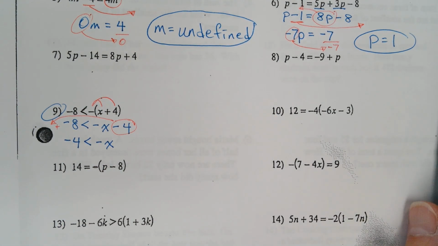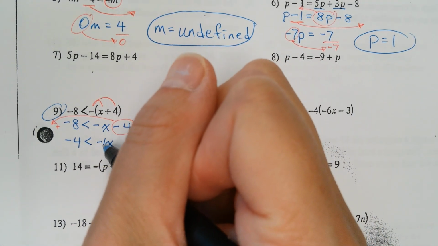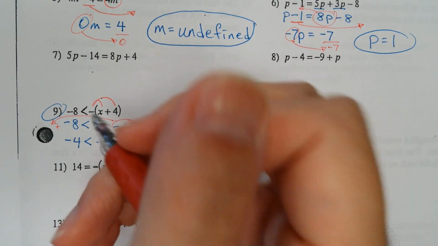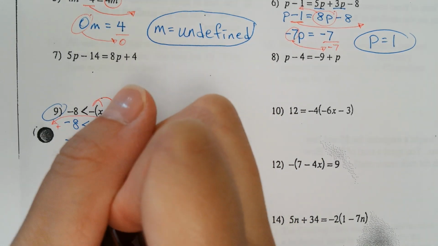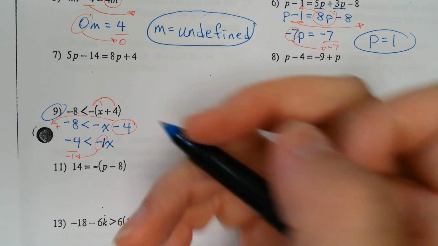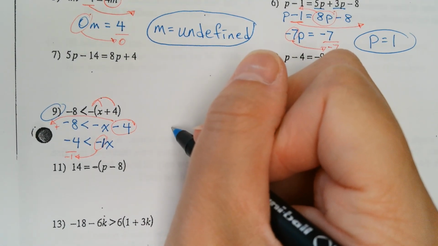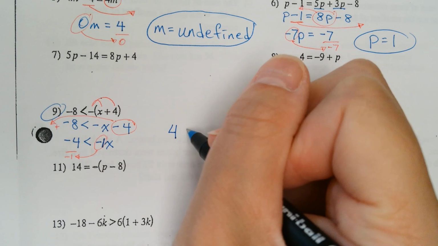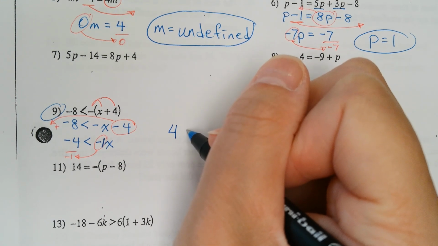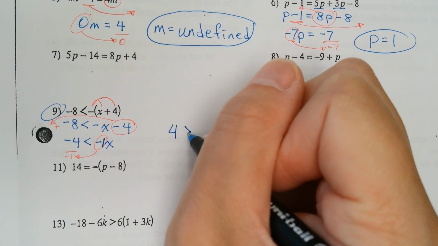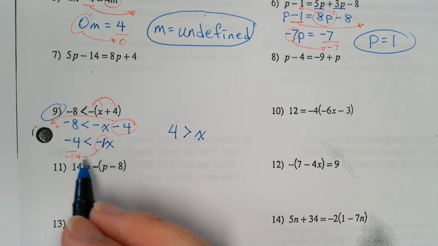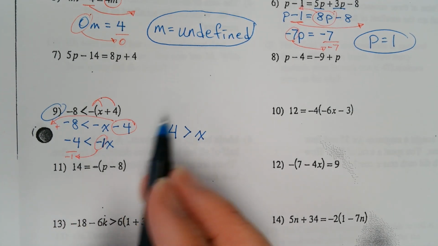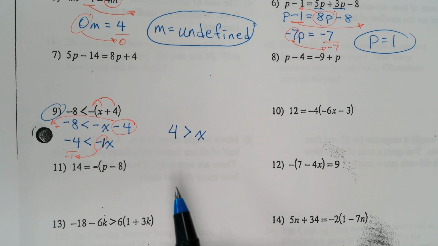Now here's the tricky part. Remember, negative x is the same as -1x. So what do I do with this -1 now? Divide it. Right. So what's my final answer? How do I write it? 4 less than x. Why, Angelique? It's this way because we divided by a negative number, so the direction of the sign changes. Divide or multiply by a negative number, you have to change the sign.